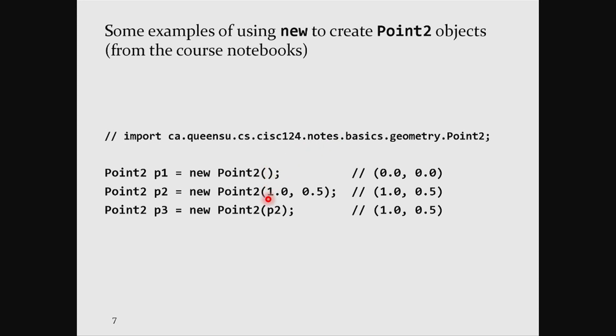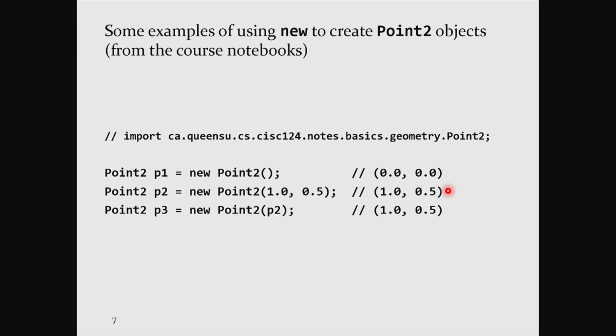If you have no arguments inside the round brackets, you get the point 0, 0. If you specify two coordinates, that lets the caller set the coordinates of the point, so now you get the point 1, 0.5. The third one is an example of what's called a copy constructor. It copies the state of an existing object and sets the state of the object referred to by p3 to the same state as the object referred to by p2. So all this line is doing is copying the point from the second line, and now the two points have the same coordinates.